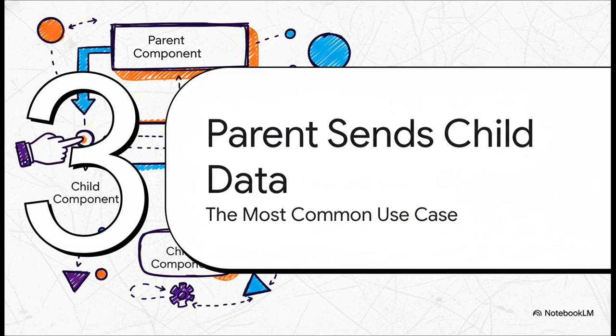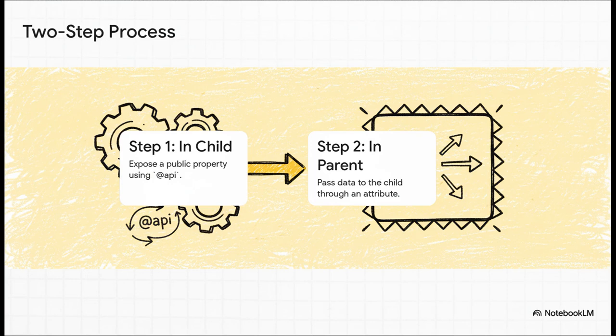Okay, let's get our hands dirty with the most common scenario you're going to encounter. A parent needing to pass some data down to its child. This is the bedrock of building reusable, data-driven components. And you know what? It's a really simple two-step dance. First, the child has to declare what it's willing to receive from the outside world. Then, the parent simply gives it that information. Let's see exactly what that looks like in the code.